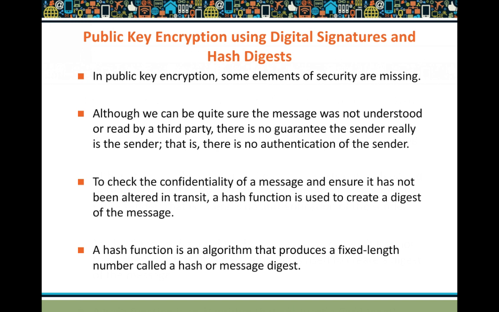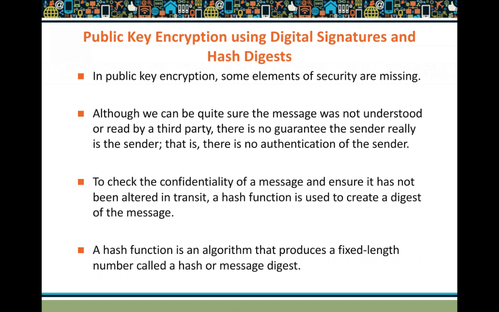So I should convince myself that the message that I'm going to receive is coming from a valid source that needs to be authenticated. I need to convince myself. Then only is there any purpose for reading the message. Message should be from the correct person. So to check the confidentiality of the message and to ensure that the message has not been altered during transit, we use a hash function to create a digest of the message.